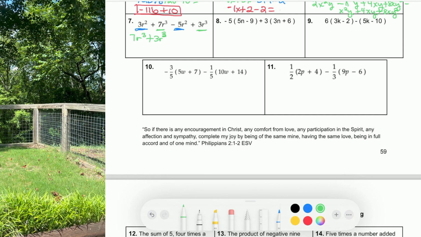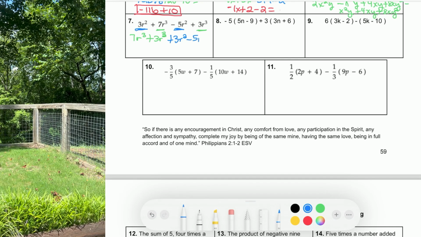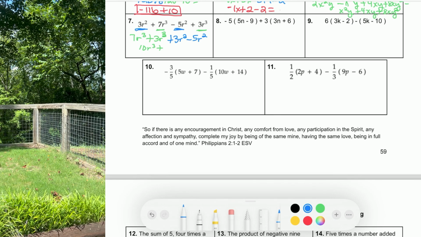Now I have plus 3r squared minus 5r squared. I'm going to combine my first two, my 7 and my 3, and get 10r cubed. And now I'm going to change my next grouping so that I can actually add them. So keep the 3r squared plus negative 5r squared.